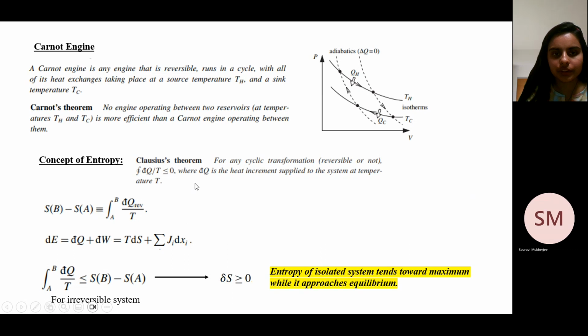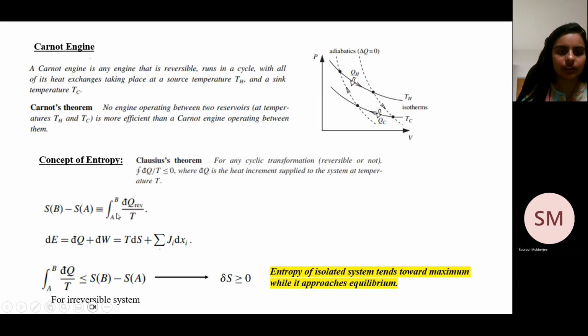Okay. And from there, we could define that for cyclic transformations, the closed integral, or the cyclic integral, of dq by T is less than or equal to 0. So if it is reversible, in that case you have dq reversible by T, and for a cyclic process it becomes 0. Otherwise, it's less than 0.